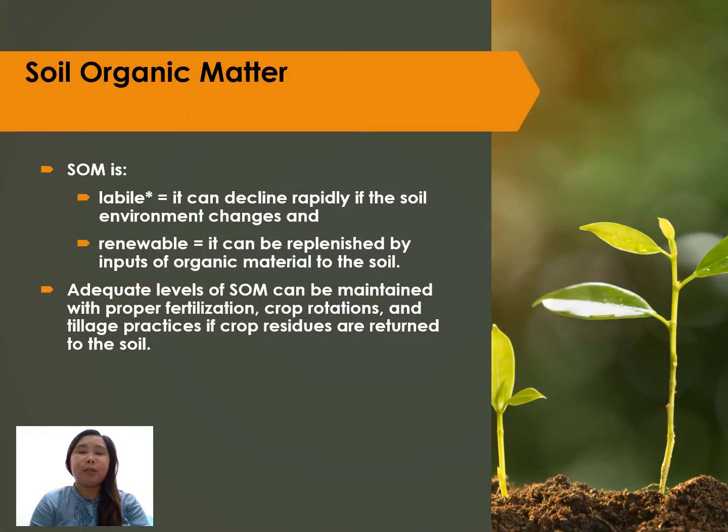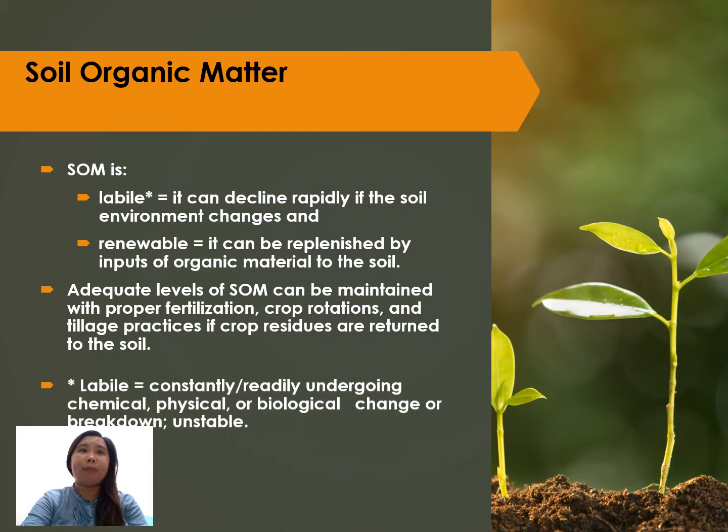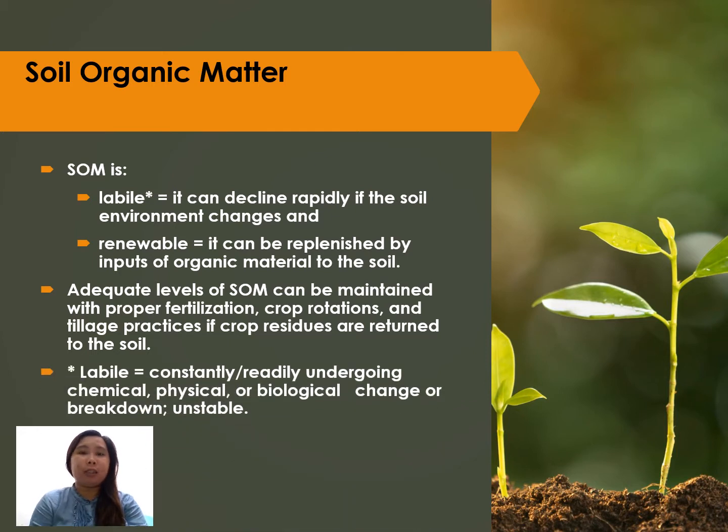The soil organic matter is labile, meaning it can decline rapidly if the soil environment changes, and it is renewable, meaning it can be replenished by inputs of organic material to the soil. Now, adequate levels of soil organic matter can be maintained with proper fertilization, crop rotations, and tillage practices if crop residues are returned to the soil. By the way, labile means constantly or readily undergoing chemical, physical, or biological change or breakdown, meaning the soil organic matter is unstable.